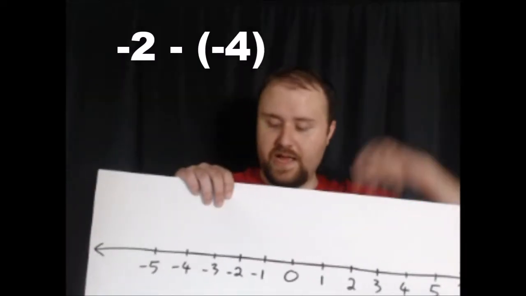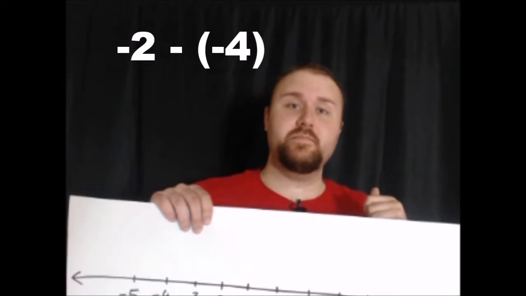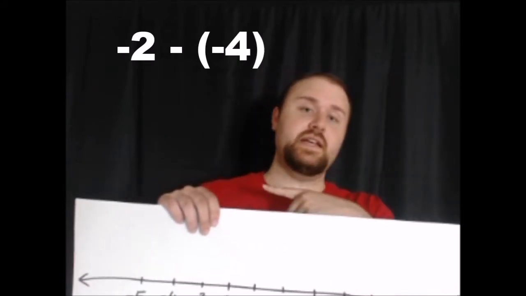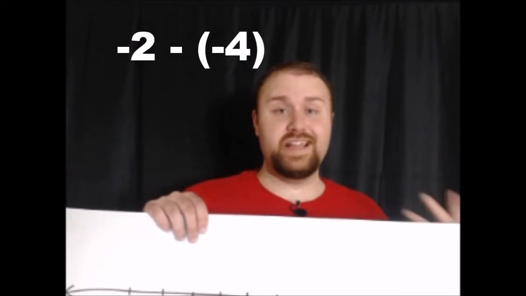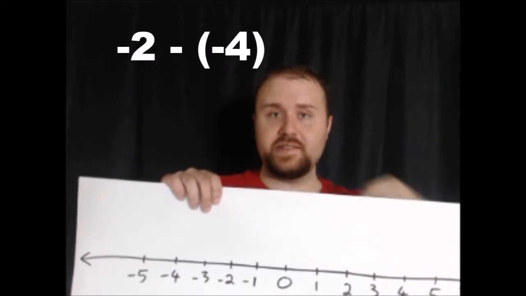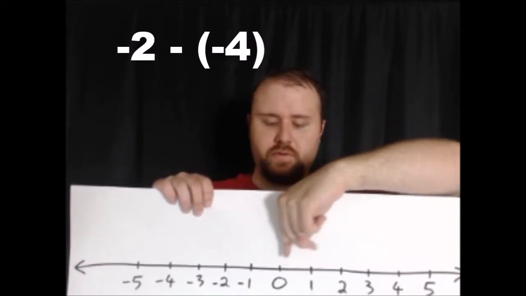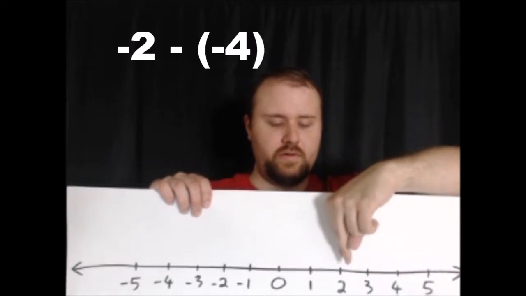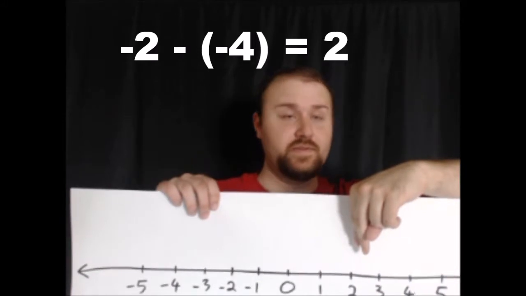First, we start at -2. We're going to be walking backwards because we're subtracting. We're going to be facing to the left because the second number is negative. And we're going to be moving 4 spaces because our second number is 4, or -4. So let's see where that gets us. 1, 2, 3, 4. 2. Is that what you got? If it is, great job.